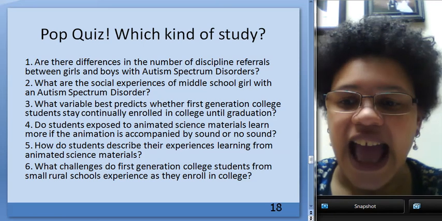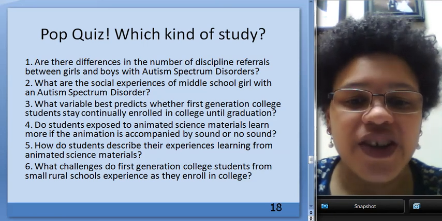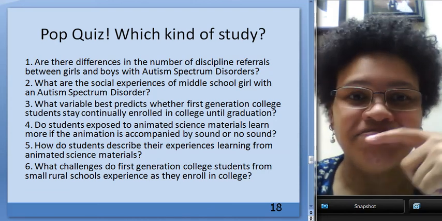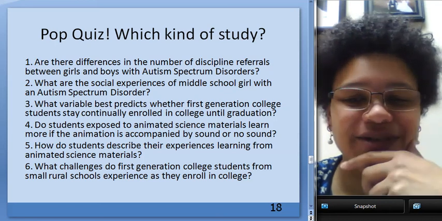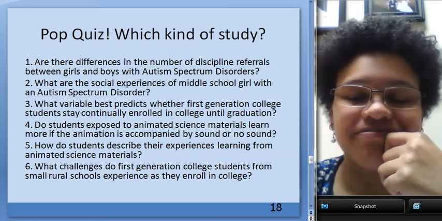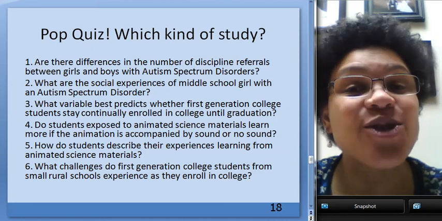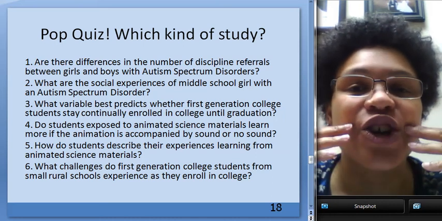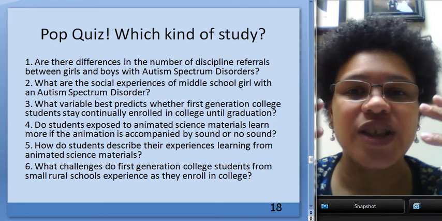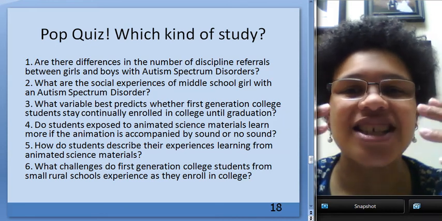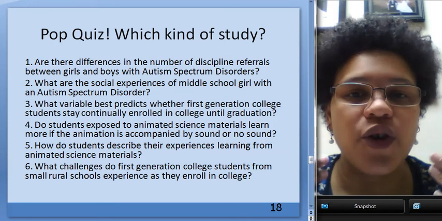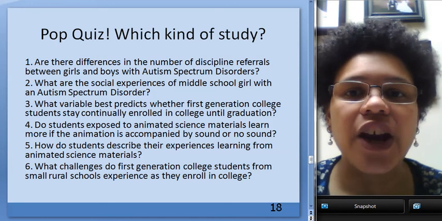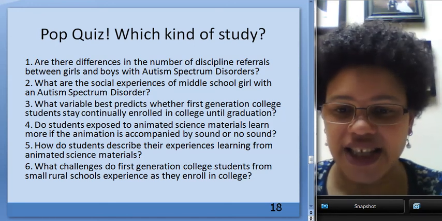Okay, number 5. How do students describe their experiences learning from animated science materials? Quantitative or qualitative? If you said qualitative, you are right. Because when we're looking at how students interpret, how students describe, how clients, how patients, how individuals describe or interpret, or how individuals talk about their experience in their world, it's a qualitative study.